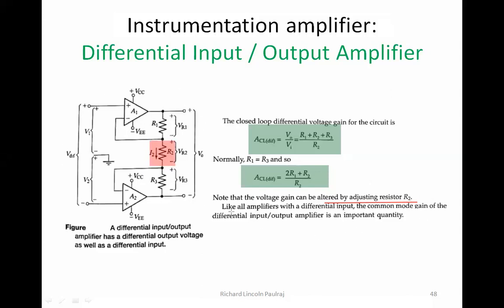Okay. So like all amplifiers with differential input, the common mode gain of the differential input output amplifier is an important quantity. Why is it important? Because it's able to sense the differences between voltages V1 and V2. Now, if I talk about the difference amplifier, we are not having another op-amp, just a single op-amp. But when I talk about the differential input-output amplifier, it has two op-amps, and this is pretty complex and pretty advanced compared to your difference amplifiers.